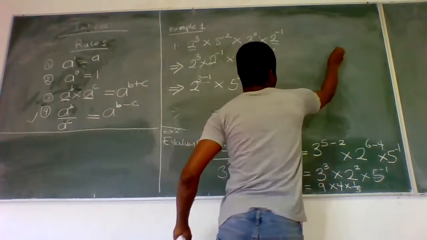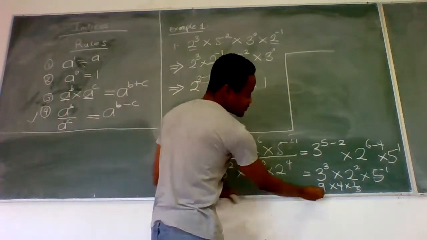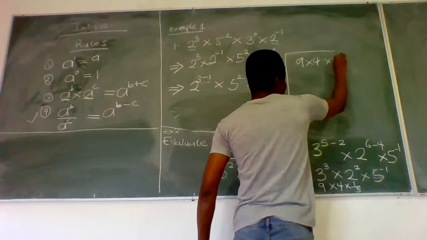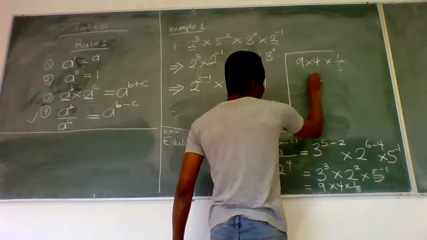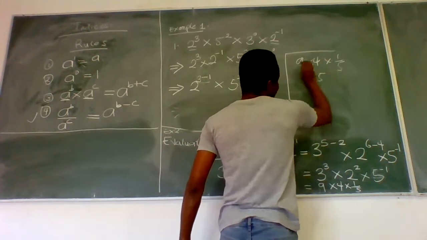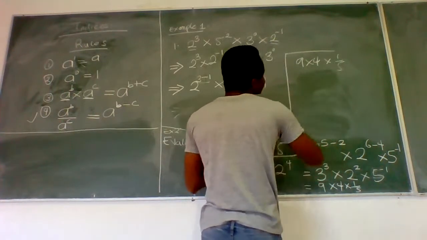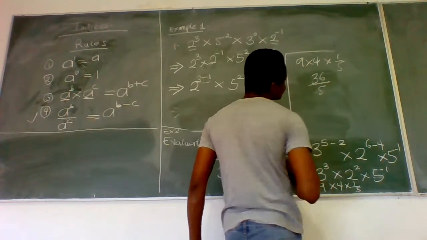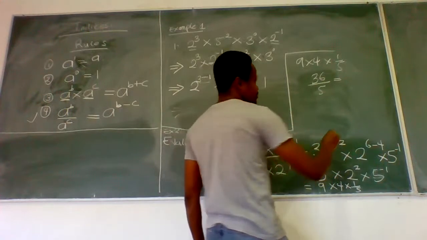So I'm moving this one to here. So we have 9 times 4 times 1 over 5. So 9 times 4 is, sorry, 36. 36 divided by 5, which is equal to... So this one, let's use long division.